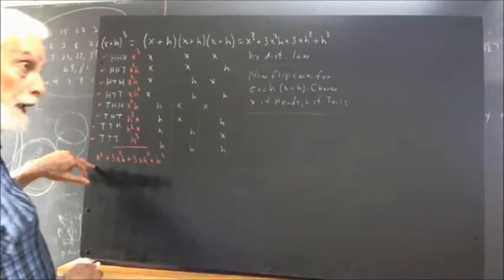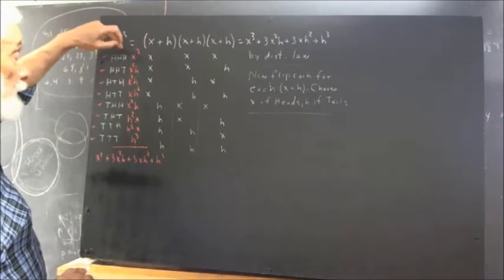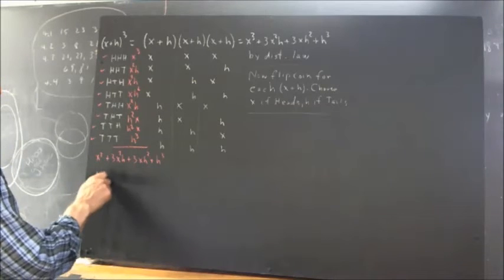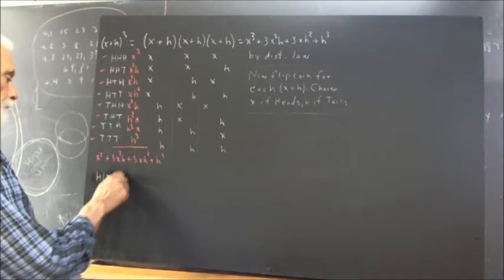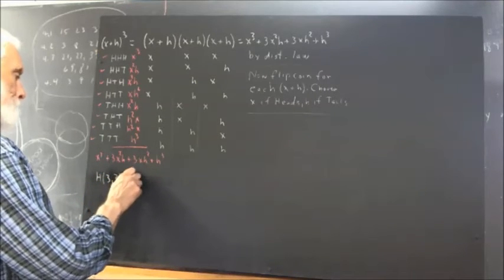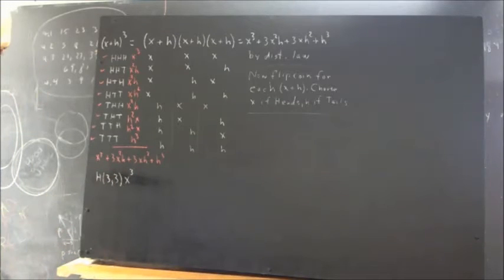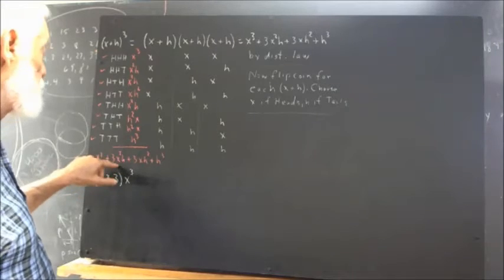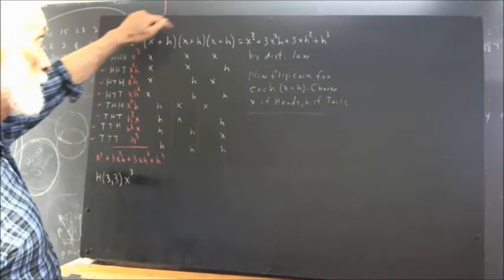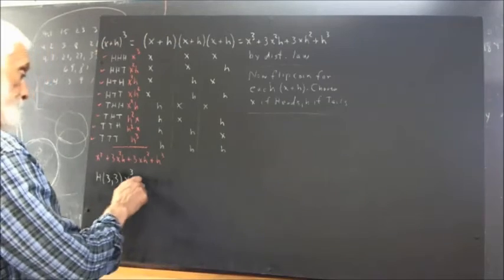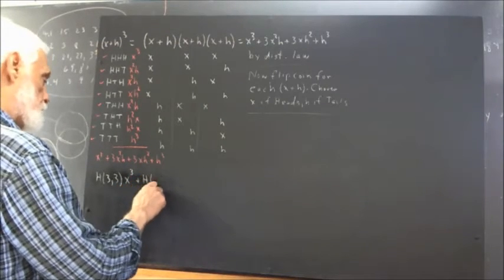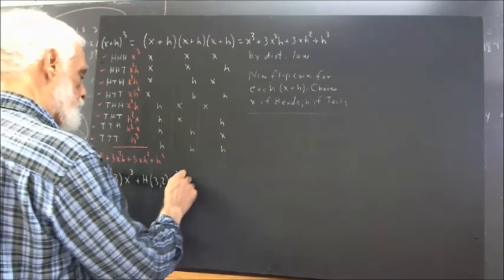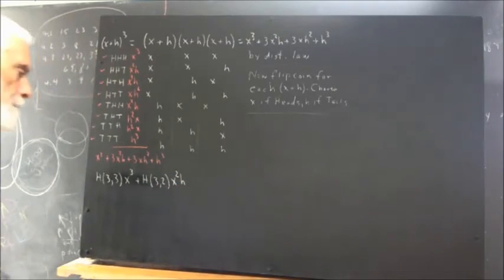Okay, if I want the ways to get x cubed, that's the ways I can get HHH, because that's the way I can get 3 x's. And there's only one way to do that, and that's not h of 3, 0, that's h of 3, 3. Bit careless when I wrote that down. Okay, how many ways can I get x squared h? Well, to get an x squared, I got to get 2 heads, because I got to select x from 2 of these. The way of selecting 2 heads is h of 3, 2. And that's going to be times x squared h.